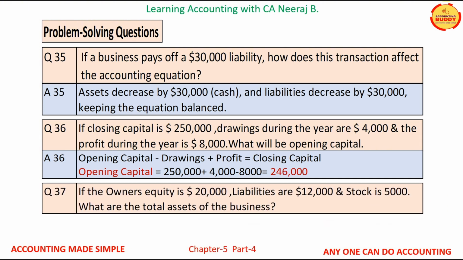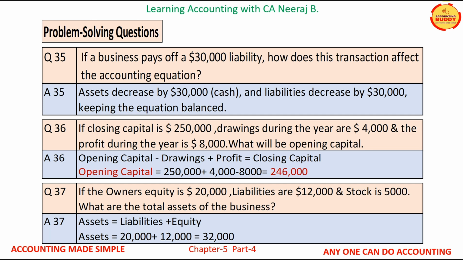$246,000. Question number 37 is: if the owner's equity is $20,000, liabilities are $12,000 and the stock is $5,000, what are the total assets of the business? The answer is assets are always equal to liabilities plus equity. Therefore, the total assets of the business will be $32,000.